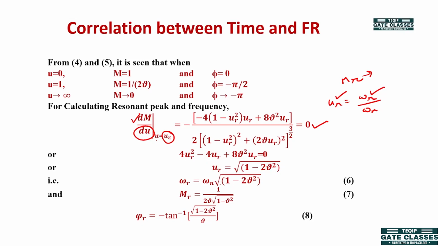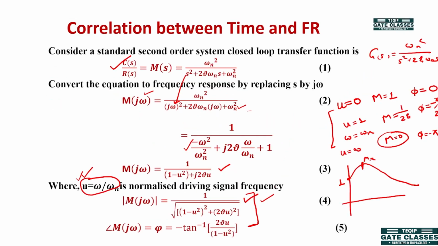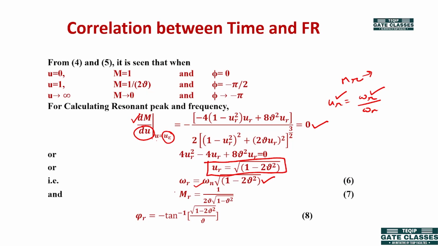Once we simplify, we get ur equal to under root 1 minus 2 zeta square, or omega r is equal to omega n under root 1 minus 2 zeta square. Once we put this value in the magnitude in equation number 4, we get Mr is equal to 1 by 2 zeta under root 1 minus zeta square, and similarly the angle at this frequency, phi r, is equal to minus tan inverse under root 1 minus 2 zeta square by zeta.